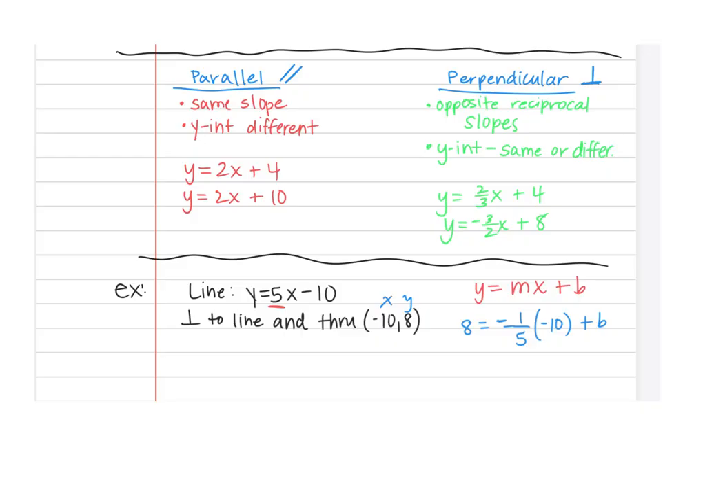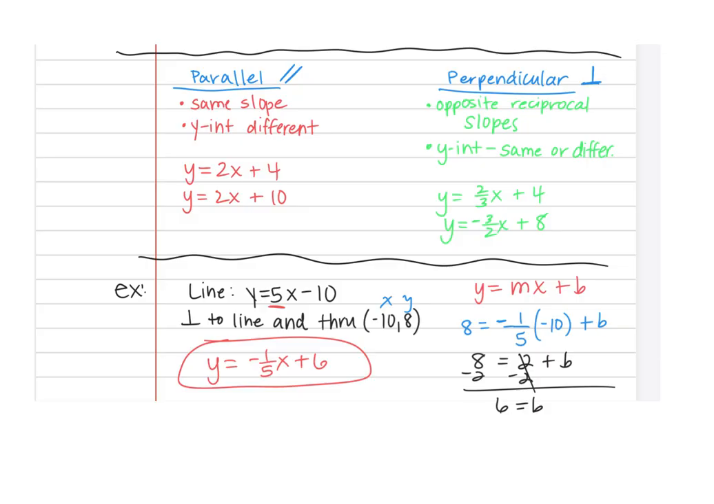Okay, so if I do negative 1/5 times negative 10, that's going to give me a positive 2. Plus b equals 8, and then I'll subtract 2. So I get my y-intercept is 6. Okay, now I just need to go back over and write what is the equation of that line. So the perpendicular line would be negative 1/5 times x plus the y-intercept is 6. So that line is perpendicular to this line. Those two lines would be perpendicular. So if they cross, they would make a right angle.